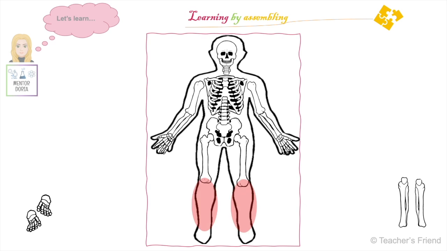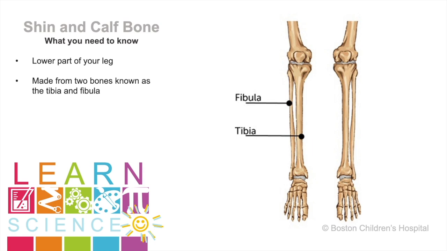Now, which bone do you think goes here, inside the lower part of our legs? 3, 2, 1. That's right, it's these bones here. The lower part of your leg is actually made from 2 bones, known as the tibia, which is also known as your shin bone and found more towards the front of your leg, and the fibula, which is also known as your calf bone, which is found more towards the back of your leg.